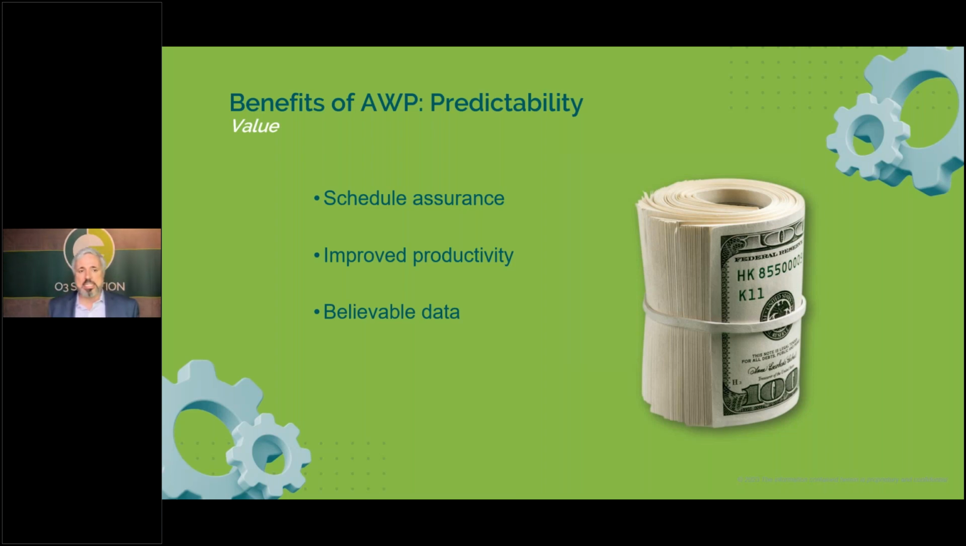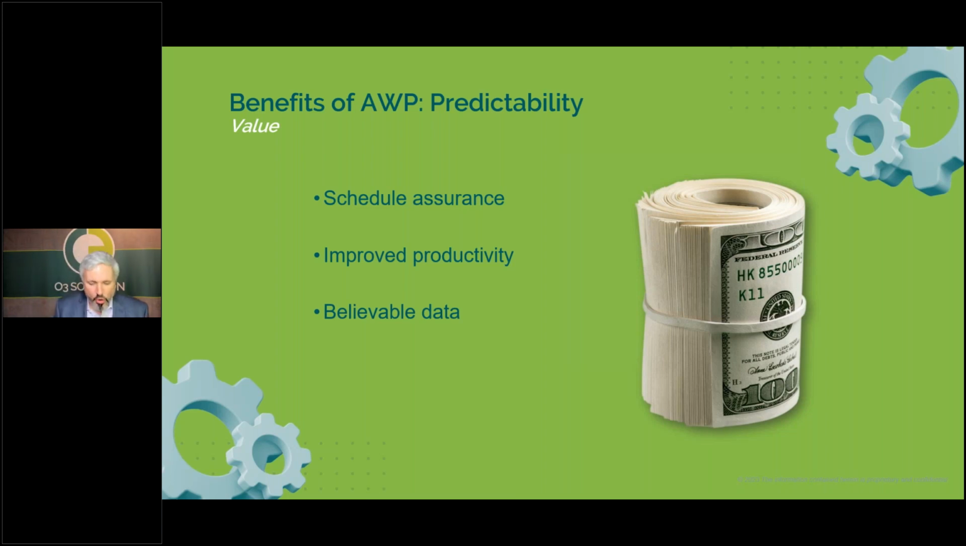Predictability also leads to improved productivity, right? As things are predictably executed, you spend fewer of your cycles running around and scrambling and trying to figure things out. Instead, I'm in a very predictable execution process that allows me to be productive and allows me to be safe. And then core to this is that you get believable data. When you're using AWP and a tool like O3 that automates and documents that process and enforces and facilitates that process, you now have the ability to believe the data that is being presented to you.